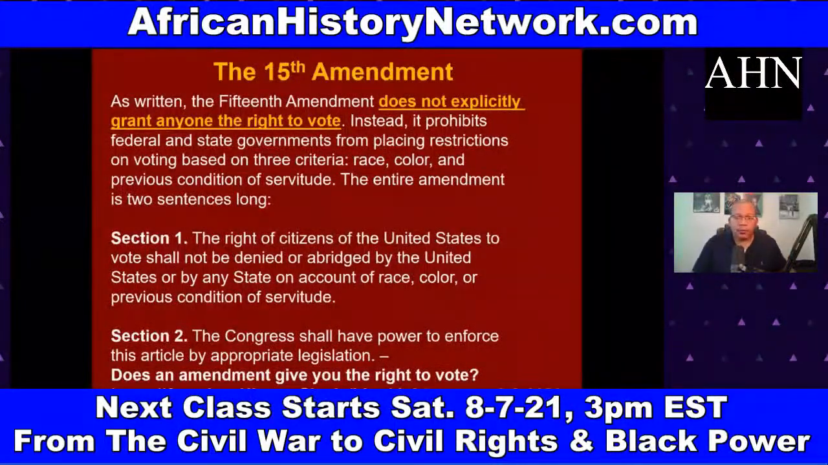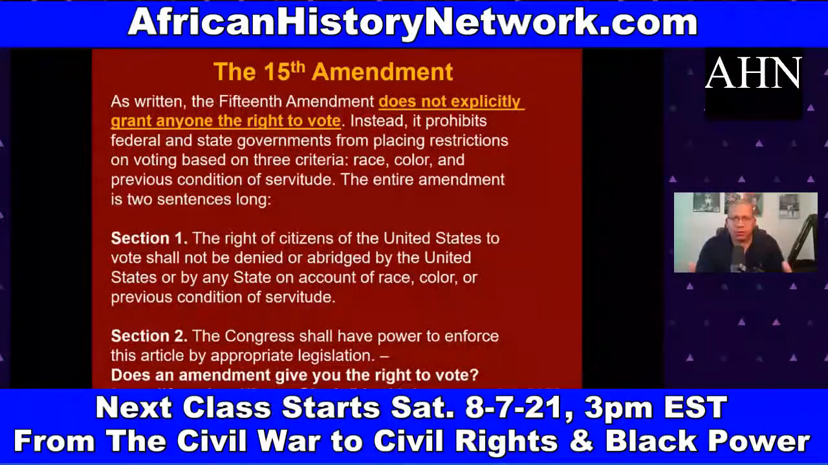So we go through and look at the 3 constitutional amendments during Reconstruction. The 13th Amendment, which legally freed the slaves and ended chattel slavery. We look at the 14th Amendment, which gave citizenship rights to them. We look at the 15th Amendment, which guaranteed the right to vote to African American men.